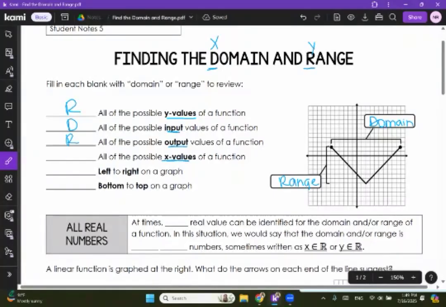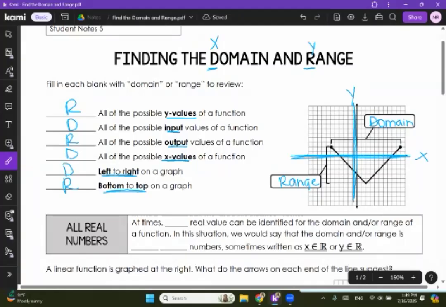X values, domain. If we're going from left to right, which axis goes from left to right? Your X axis, so that's domain. Bottom to top, which axis goes up and down? Your Y axis, which is your range.